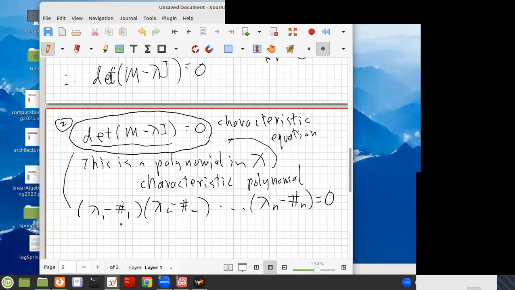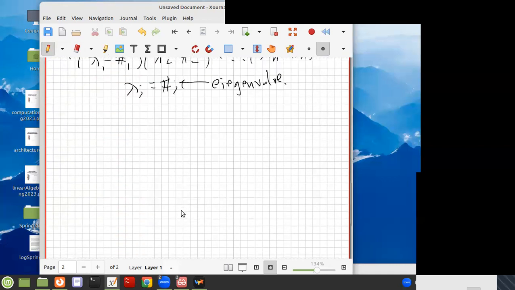Now, these numbers here might be complex or real. But then you can see that this will be true whenever lambda i equals the corresponding number. So that means there's the eigenvalue. Okay, so let's stop here and see how this works in practice. Let's do an example.